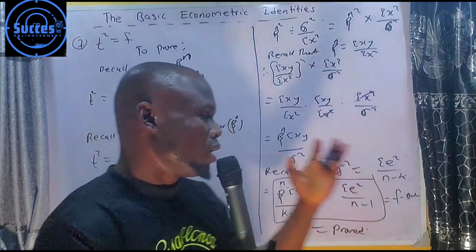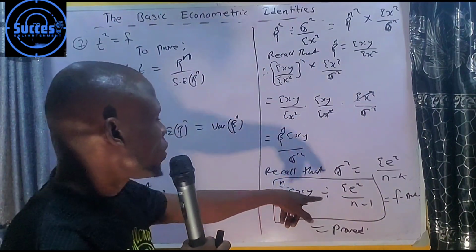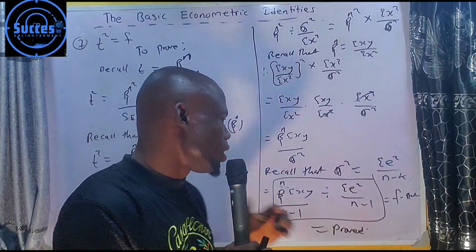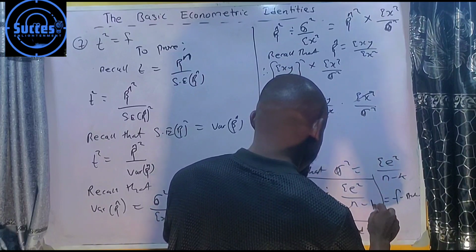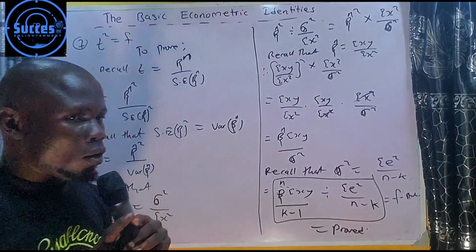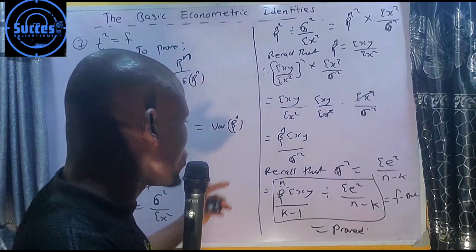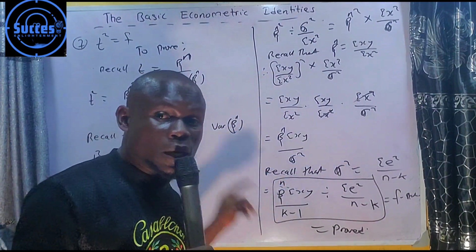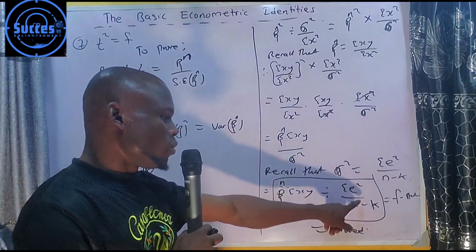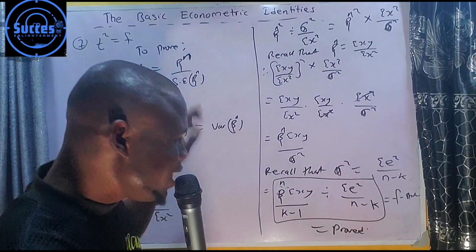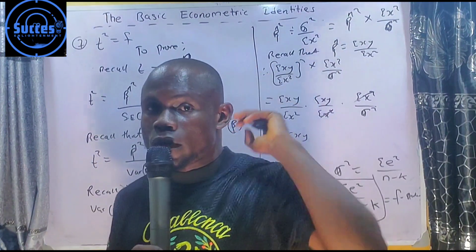N minus k. All right, so therefore when you write it down, you have beta cap summation xy divided by summation e square over n minus k. This is n minus k. This is not 1. This is k. N minus k. Now, since we are dealing with simple linear regression, it will now be beta cap summation xy all over k minus 1, simple linear regression with one independent variable, divided by summation e square over n minus k. And this is proving that t statistic square is equal to F statistic.